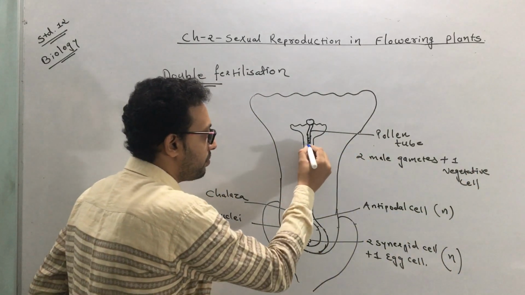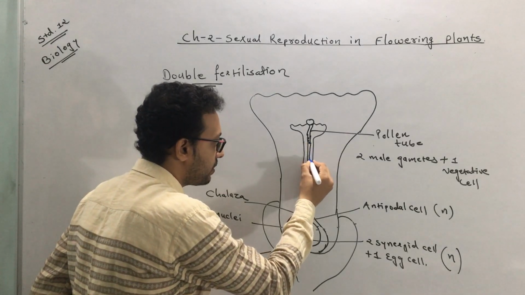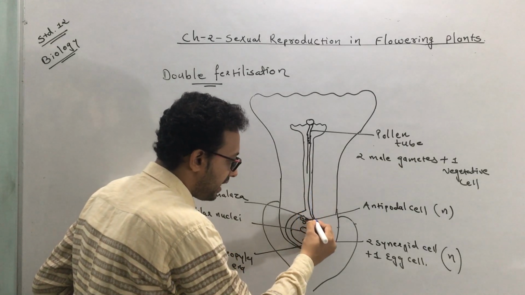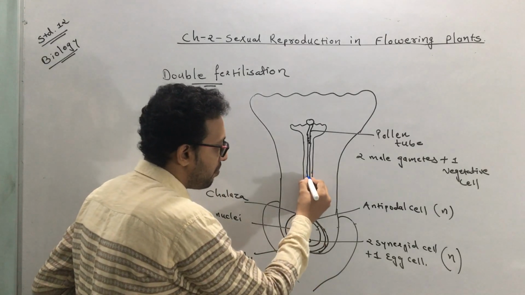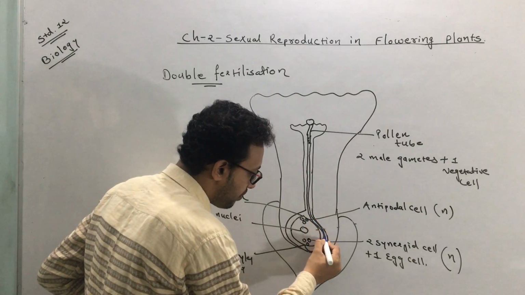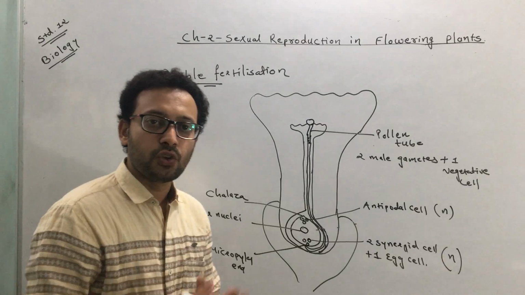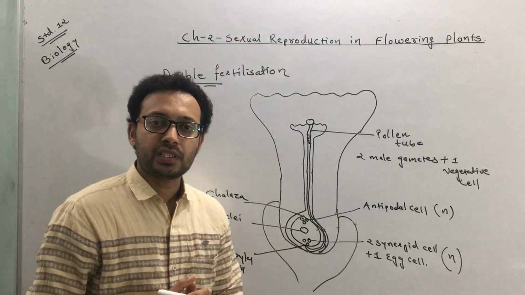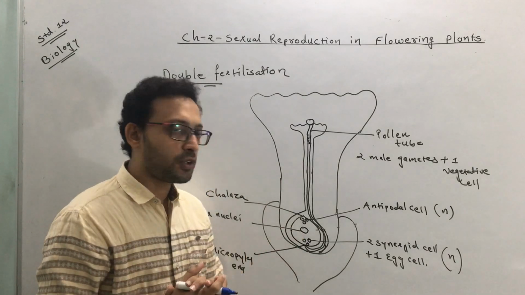Now this pollen tube grows towards the ovary. It grows continuously, and then it enters the ovary through the micropylar region. Remember, it enters through the micropylar region. You already know that we discussed in pollen-pistil interaction that the filiform apparatus helps in guiding the entry of the pollen tube through the micropylar region.